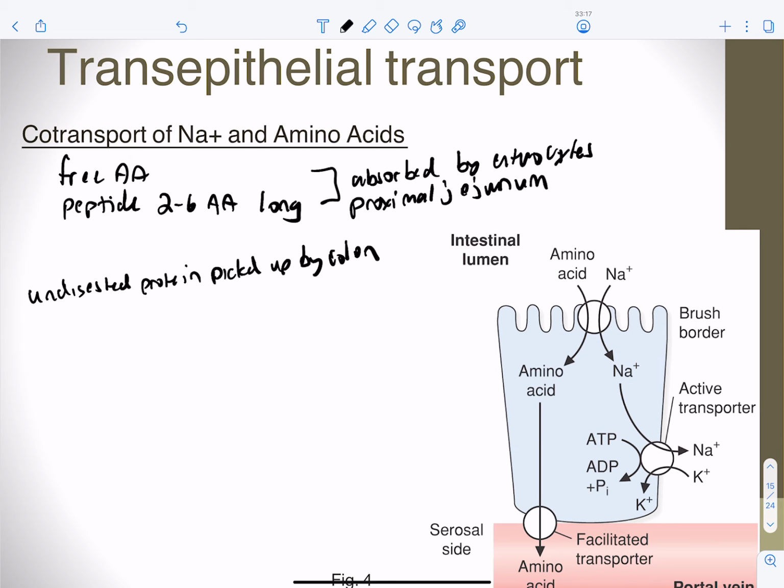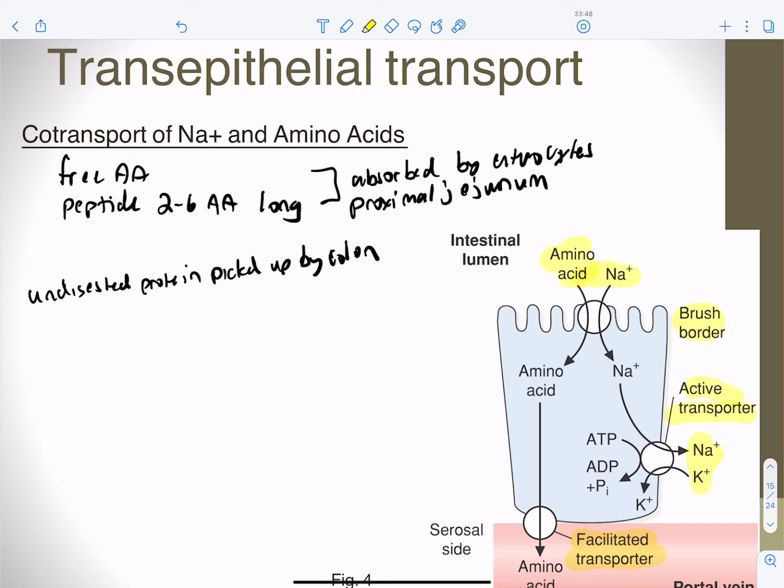Now, our transport across your epithelial cells is going to be a co-transport with sodium. And so very similar to our glucose and galactose, we have a sodium amino acid co-transporter, and it's on the brush border. It is an active transporter. It requires a sodium-potassium ATPase exchange. And then on the serosal side, you're going to have what's called a facilitated transporter.